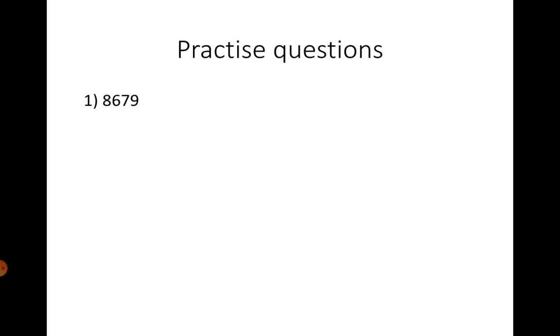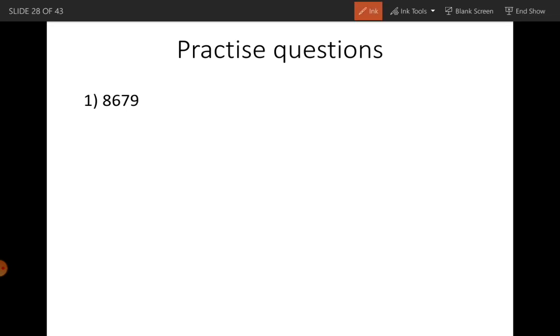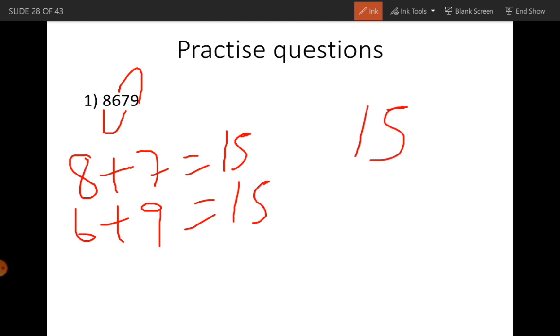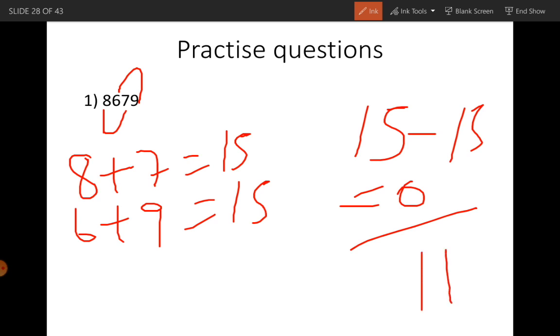Practice paper. Alternate digits are 8 and 7. So the addition of 8 plus 7 is equal to 15, and 6 plus 9 is also equal to 15. We have to subtract: 15 minus 15 is equal to 0, and 0 we can consider as the remainder being 0. Okay, so this number is divisible by 11.